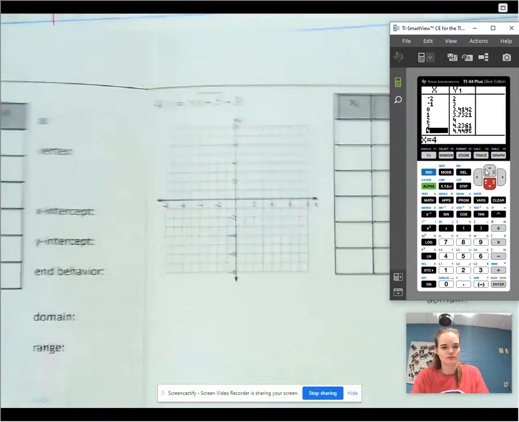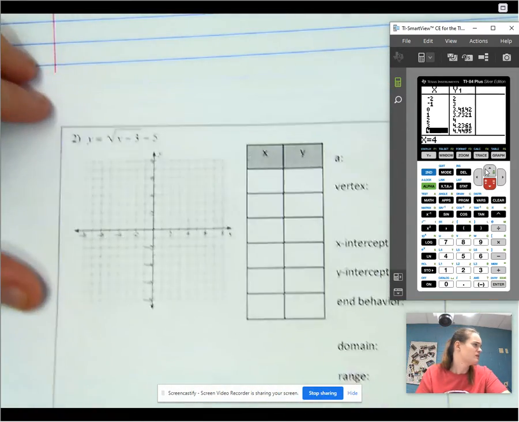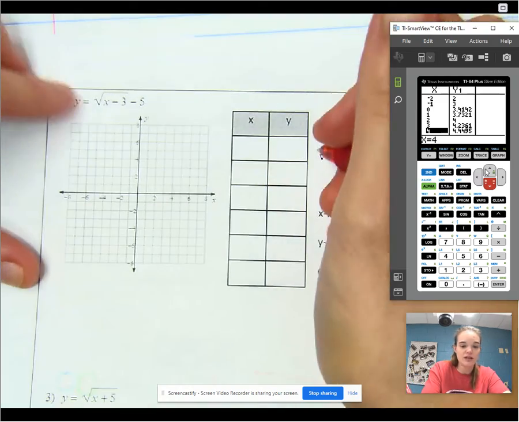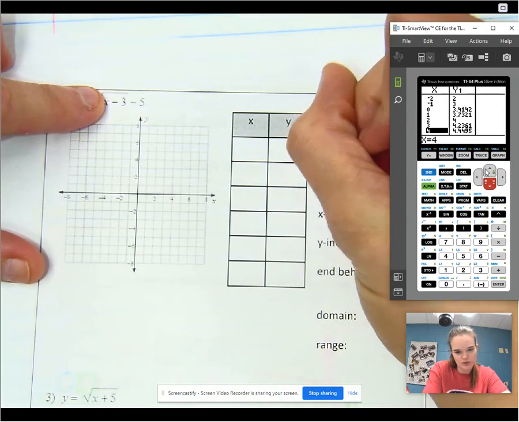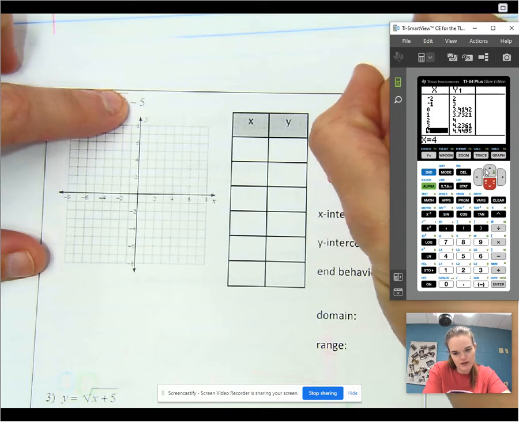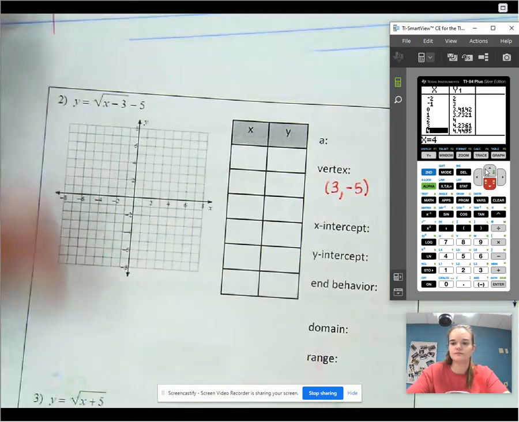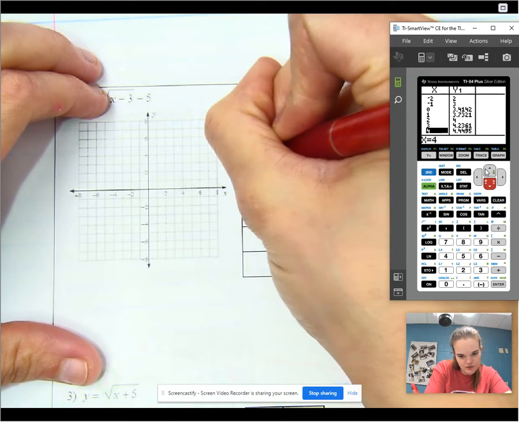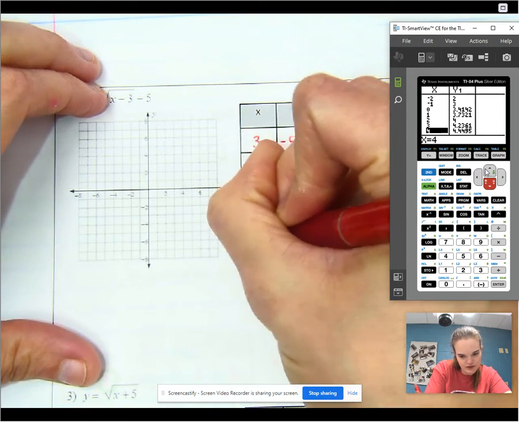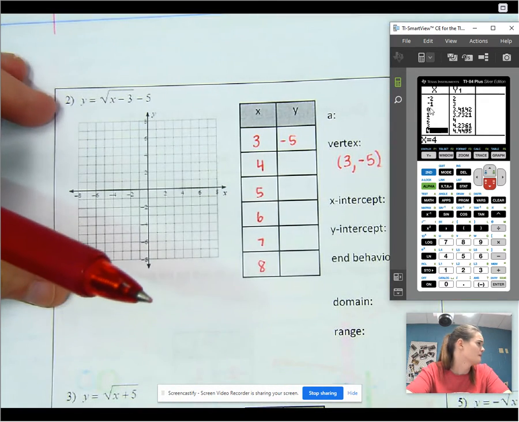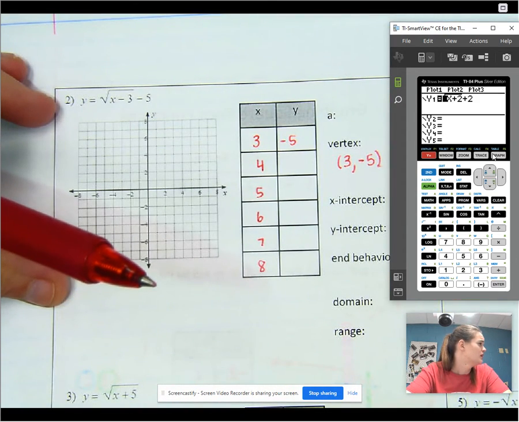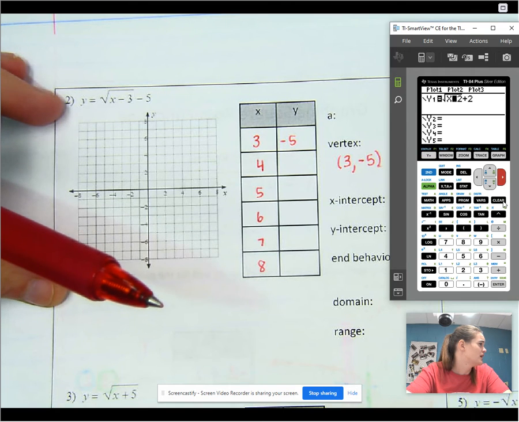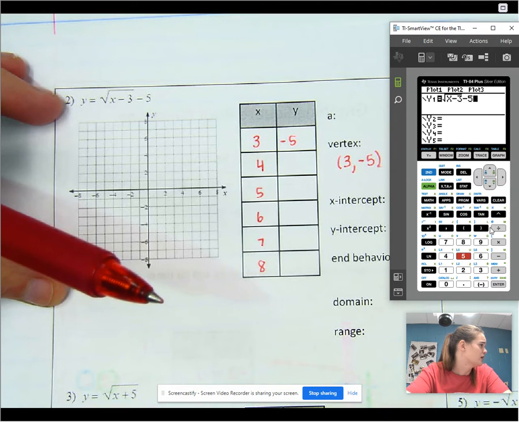Number 2. The vertex change, so 3, keep, negative 5. So 3, negative 5, 4, 5, 6, 7, 8. Y equals... By the way, if you want to, you could just go and change and put minus 3, and then go over and put minus 5 instead of clearing it all out.